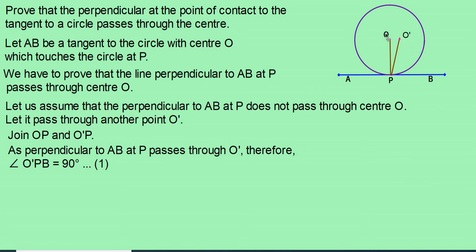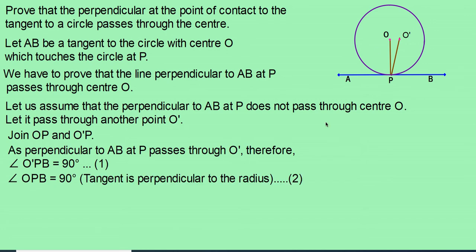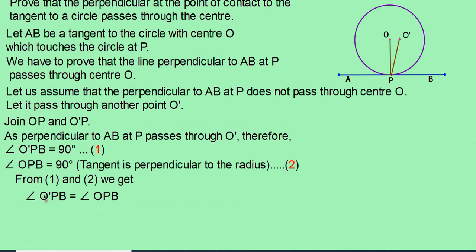But what about angle OPB? OP is the radius and AB is the tangent. So we know that the tangent is perpendicular to the radius. So we can write angle OPB is equal to 90 degrees. That is, the tangent is perpendicular to the radius. Let us take it as 2. From 1 and 2 we can write angle O dash PB is equal to angle OPB. Let us take it as 3.